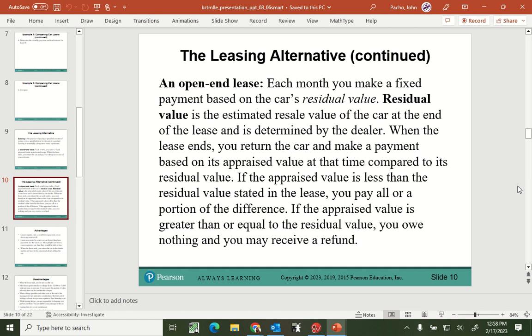If the appraised value is greater than or equal to the residual value, you owe nothing and you may receive a refund. Okay, lease, you're borrowing a car.